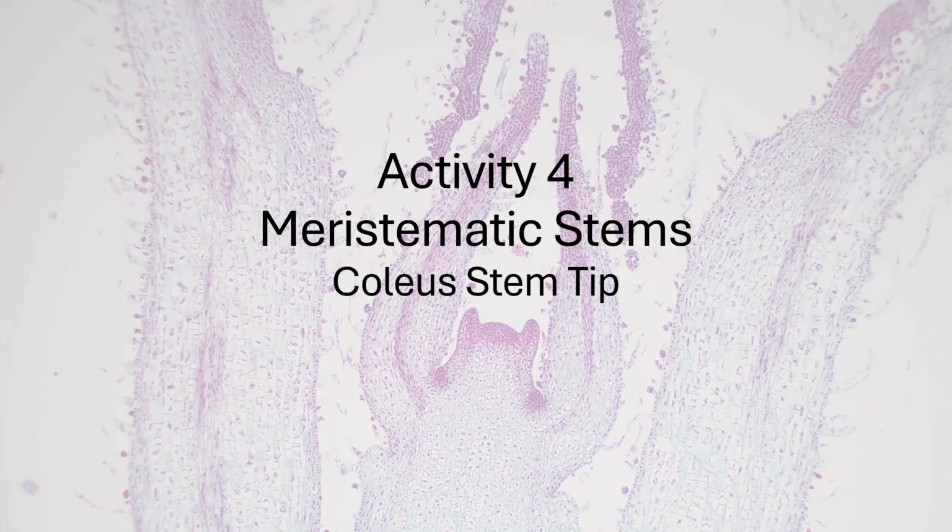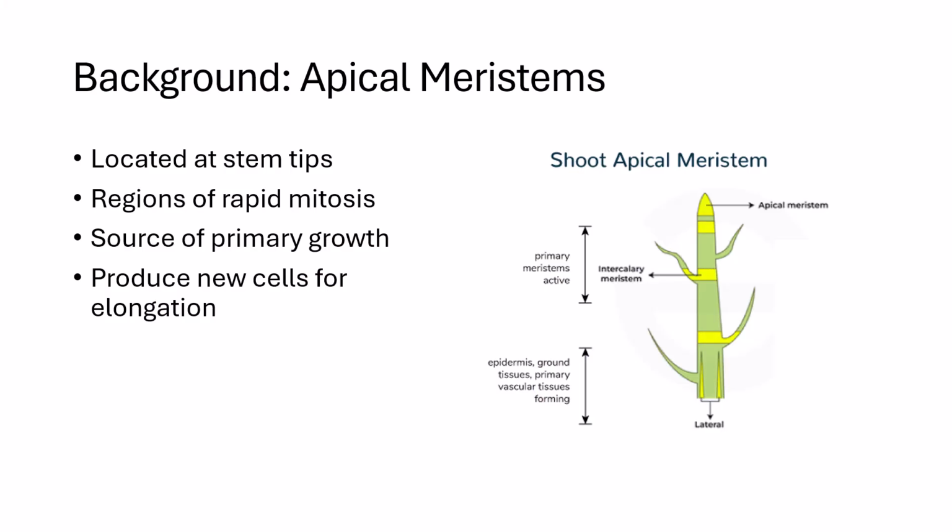In this activity, you will examine a longitudinal section of a Coleus stem tip to observe the region where stem elongation occurs. You will identify the apical meristem and the early tissue systems that give rise to the epidermis, ground tissues, and vascular tissues. Plant stems increase in length through cell division at the apical meristem, a region of actively dividing undifferentiated cells located at the tip of the stem.